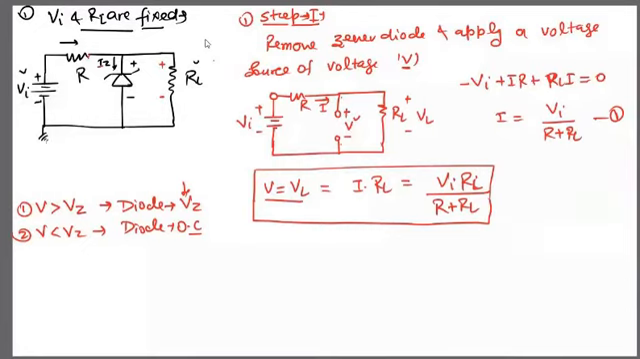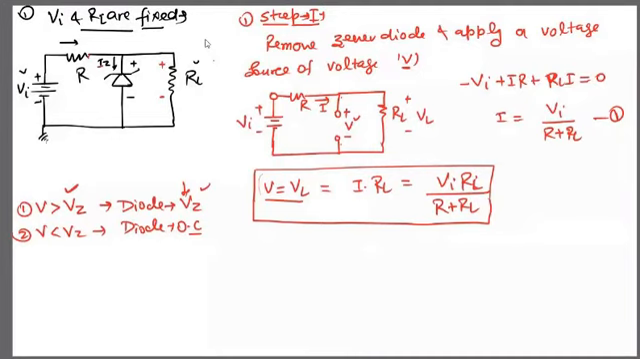So this is the procedure: if you get any circuit like that, simply remove this Zener diode, apply a voltage source, and calculate the value of this V across the Zener diode. If this V is less than the Zener breakdown voltage, then this diode will be an open circuit, and in the other case this Zener diode will simply be replaced by this Vz. I hope these two steps are clear to you.